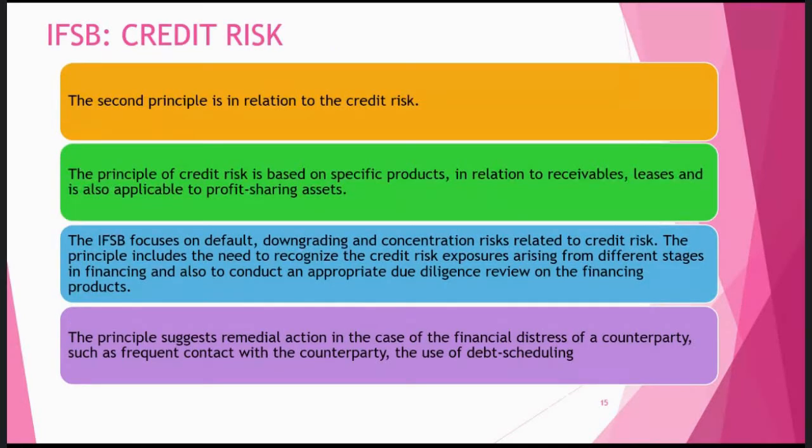Okay, first, credit risk. Credit risk is based on specific product in relation to receivable, leases, and also applicable to profit sharing asset. Okay. IFSB focuses on default, downgrading, and concentration risk related to credit risk. The principle includes the need to recognize the credit risk exposure arising from different stages in financing, and also to conduct an appropriate due diligence review on the financing product. The principle suggests remedial action in the case of financial distress of a counterparty, such as frequent contact with the counterparty, the use of debt scheduling.